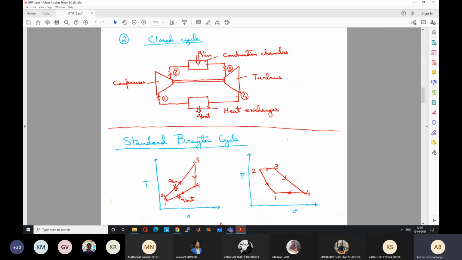So this is a constant pressure line in a TS diagram. The slope increases upwards, and this actually shows the constant pressure heat addition. Entropy increases during this because of heat addition.